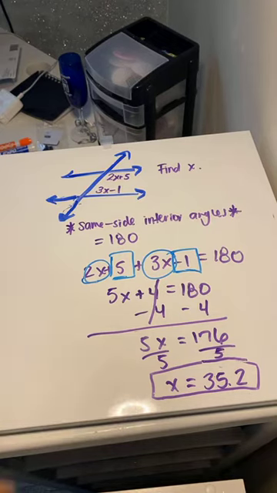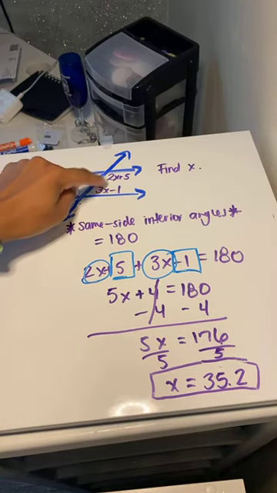Okay, now, if they ask you to find one of the angles, all you do is take this value and substitute it back in. Yes, you can send your notes to the Remind number. Take this value, substitute it back in, if they ask you for one of the angles. If they don't ask for the angle, then leave it right here.